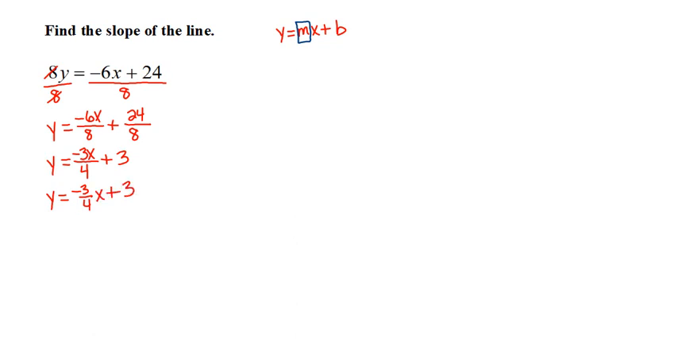Now from here it's going to be very easy for me to read what the slope is, and the slope is just the number in front of that variable x. So in this case my m value, or my slope, is going to be negative 3/4.